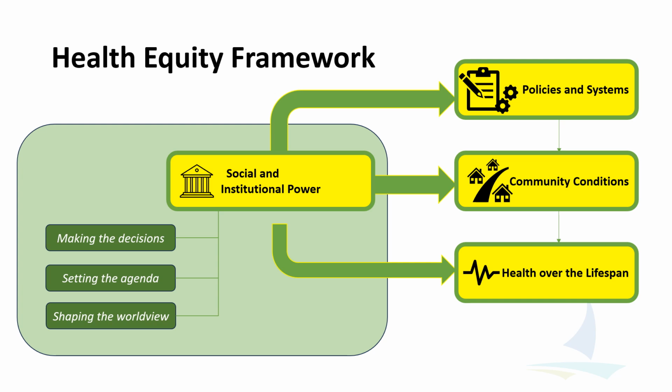We can define power as the capacity to act individually and collectively. Power at the social and institutional level can be understood as the capacity to distribute and access resources, the capacity to shape agendas, and the capacity to define the narrative or worldview. These social and structural determinants of health and their effects on the health of communities can span across generations.